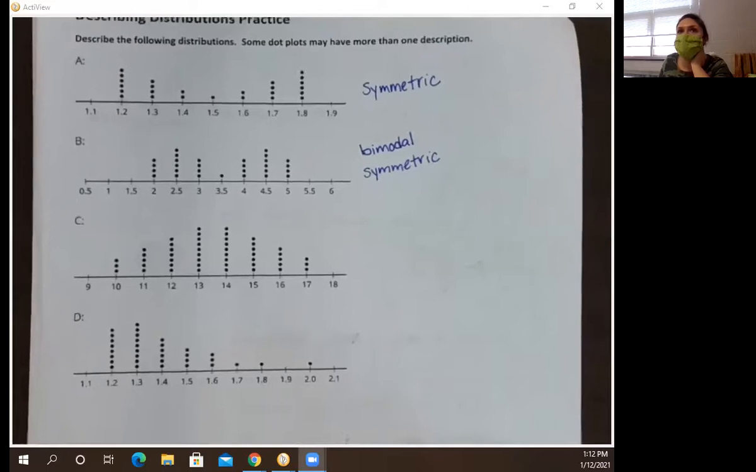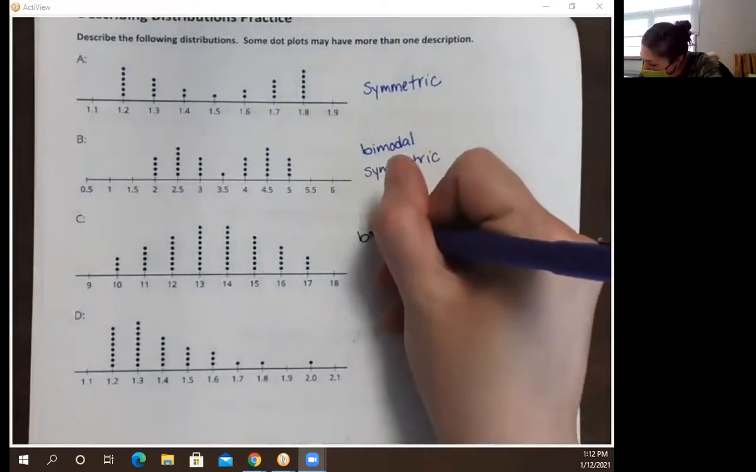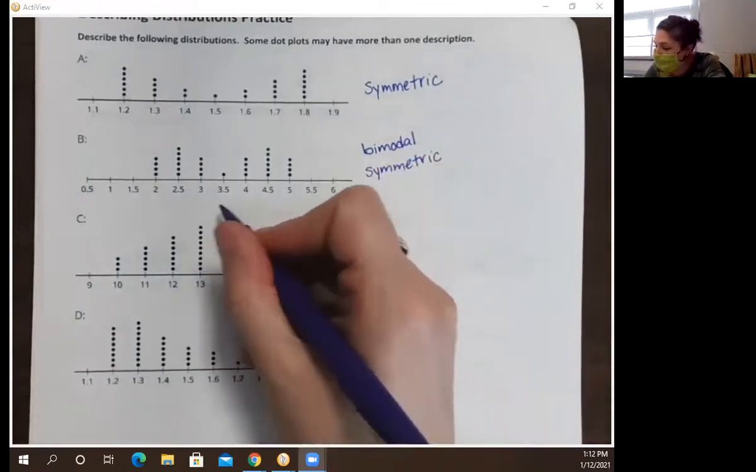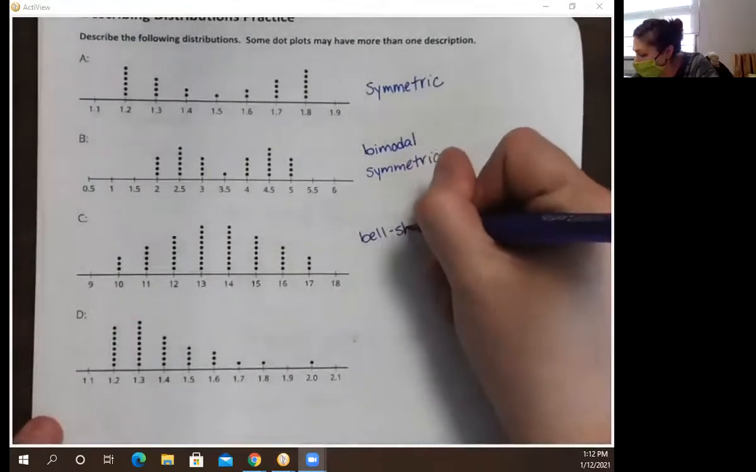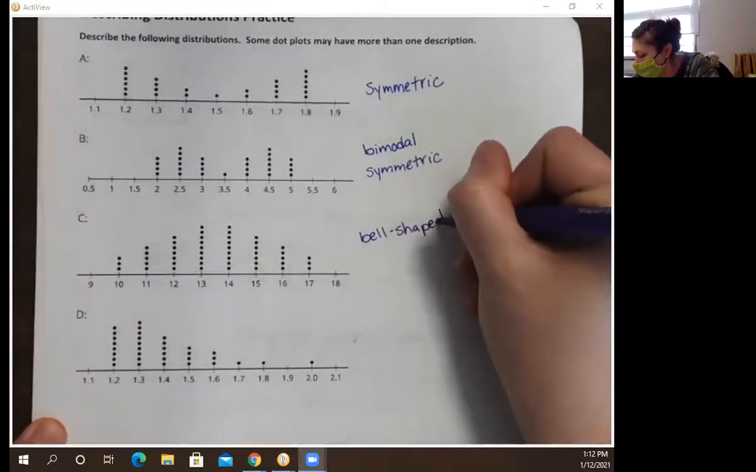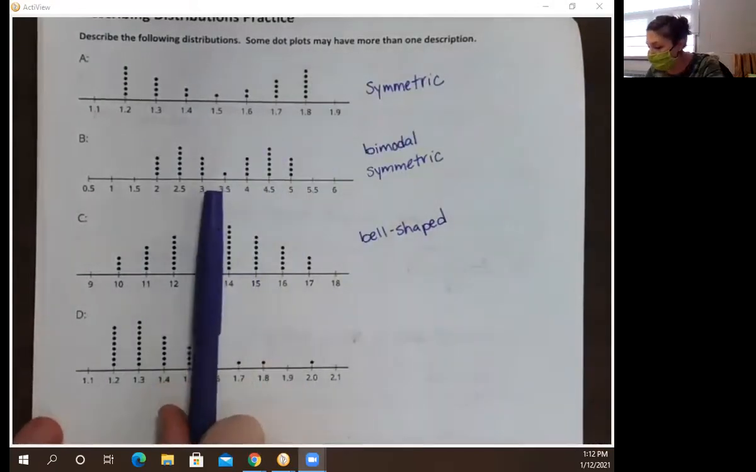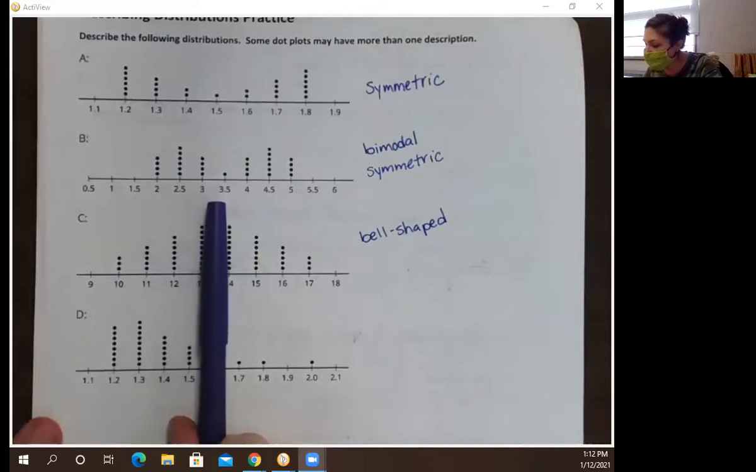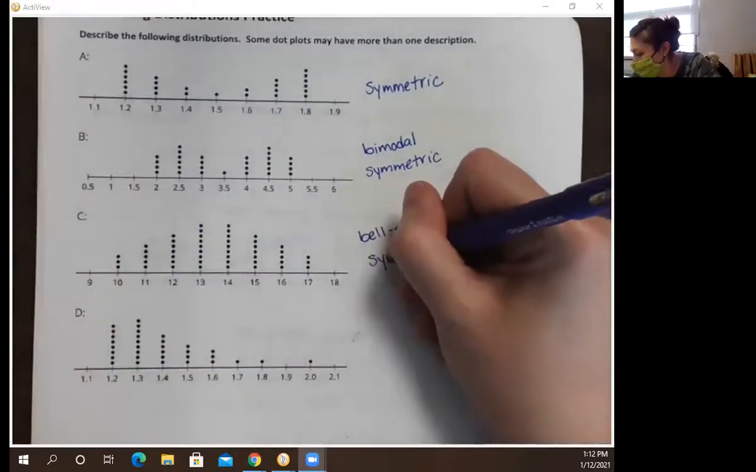What about C? Sophie? This is bell shaped, yeah. That peak in the middle, and then it tapers off on either side. That's bell shaped. It is also symmetric. Yeah, if I cut it in half in the middle, it looks like the same thing is happening on the left side as the right side. I could fold it in half and it would match up. This is also symmetric.